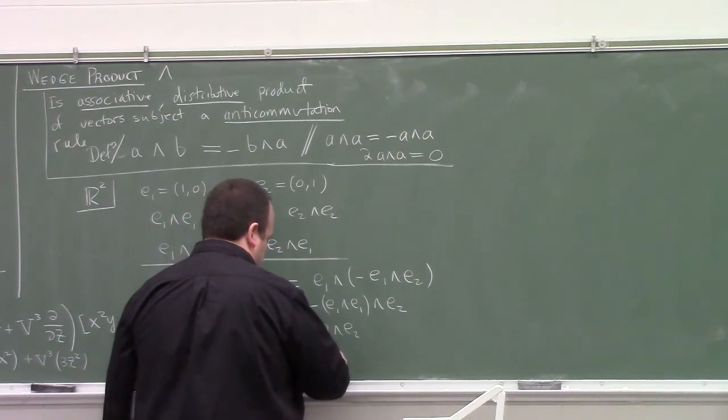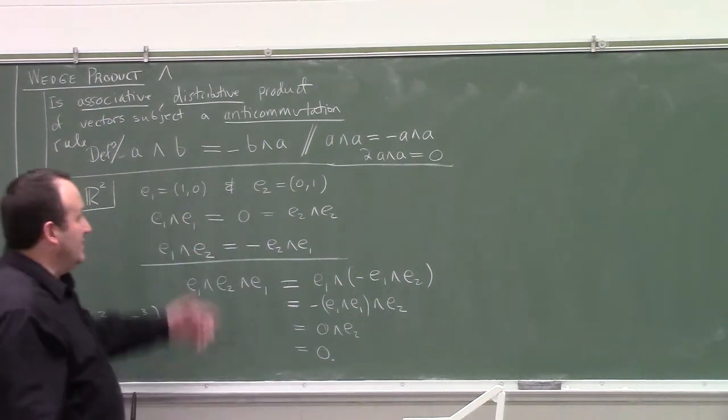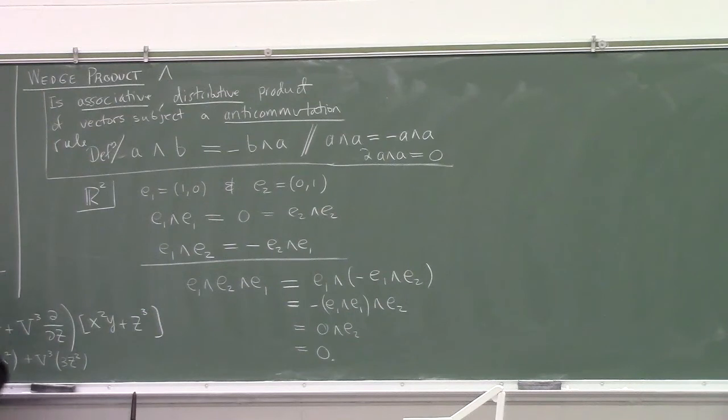And that's 0, because one of the consequences of distributivity is that if you have the 0 vector and you wedge it with other things, it wedges to 0. That's a consequence of distributivity.